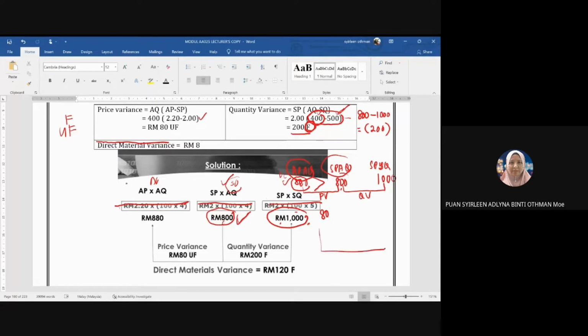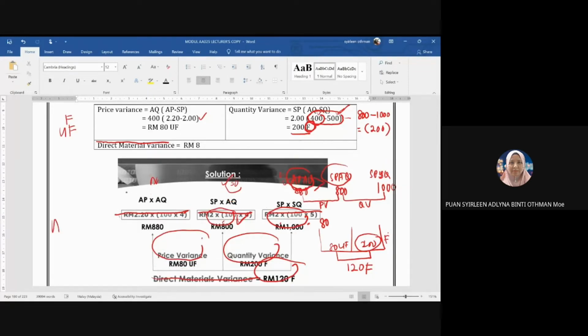So kalau kita buat flight tadi tu, it's 80 here and it's 200 here. So kalau I banding dua ni, beza dia ialah 120. Okay, so this is F, this is UF. Maksudnya F lebih besar kan? So jawapan madam nanti ialah 120 F. This is the direct material variance. This is price variance and this is quantity variance.